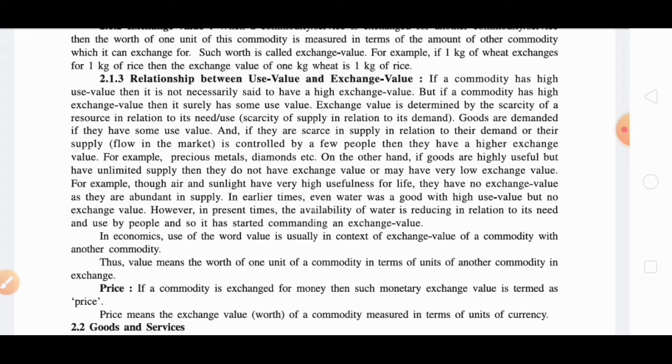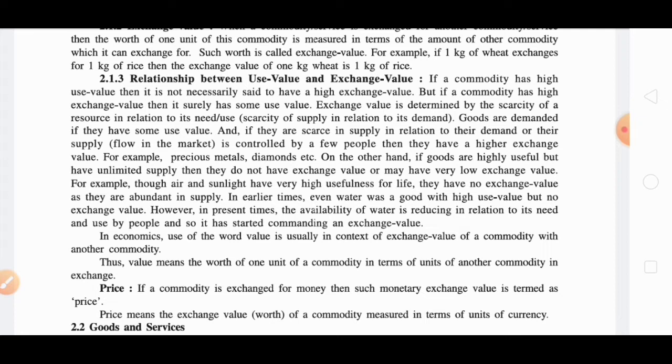We discussed examples such as precious metals, diamonds, etc. Now let us take the other side. On the other hand, if goods are highly useful, meaning their usefulness in our life is very high, but have unlimited supply, it means when the supply is more than demand or equal to demand, then they do not have exchange value or may have very low exchange value.